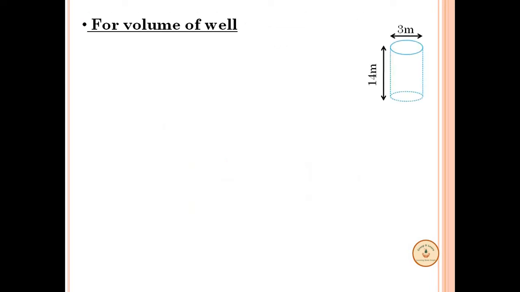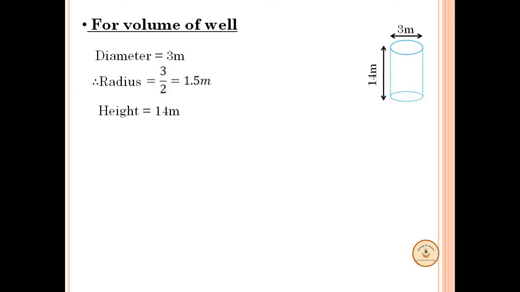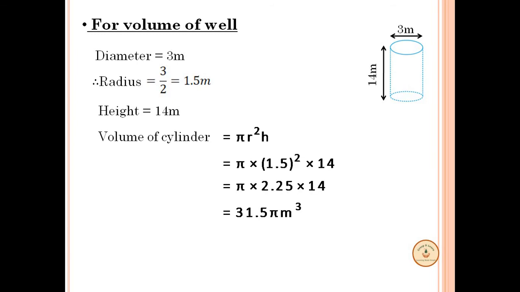Now for the volume of well, it is given that diameter is 3 meters. So the radius becomes diameter by 2, which is 3 by 2, giving us 1.5 meters. Height of the well dug is 14 meters. We have seen in our previous videos that volume of cylinder is equal to pi r square h. So using this formula, we will calculate the volume of the well. Substituting r equals 1.5 and h equals 14 meters, we get that volume of cylinder is equal to 31.5 pi meter cube. We have not substituted the value of pi over here, which will make the calculations easier further.